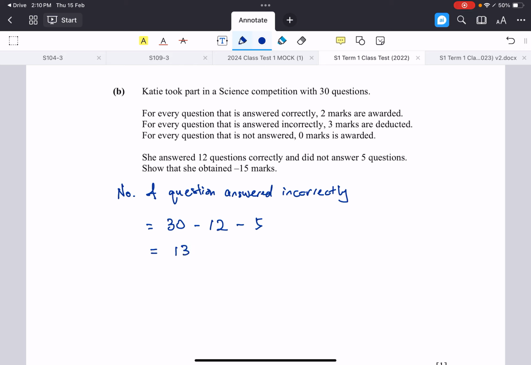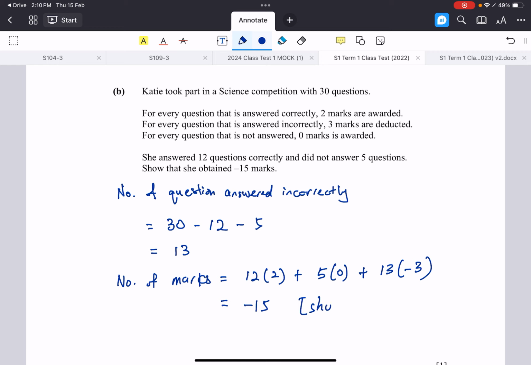Therefore, the number of marks will be equals to, well, 12 questions with 2 marks, right? And then you have 5 questions with no marks, and then she has 13 questions where -3 marks is deducted. So we work this one out. This is actually equals to -15. Shown.